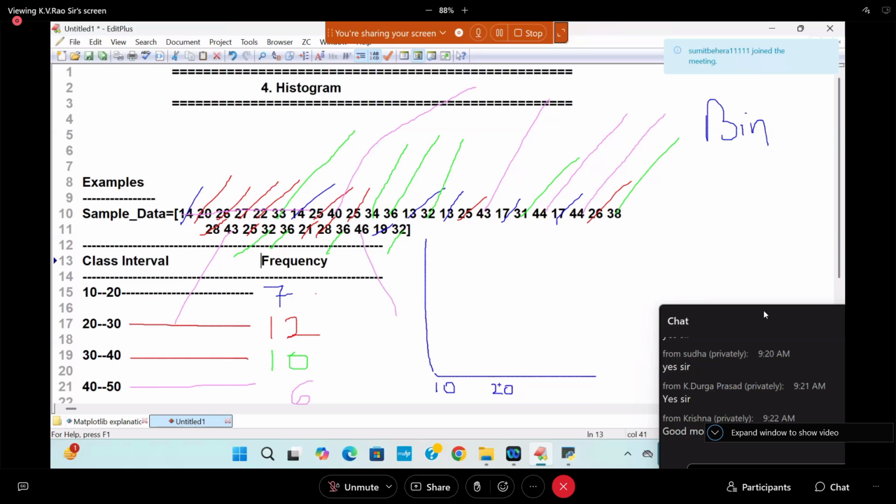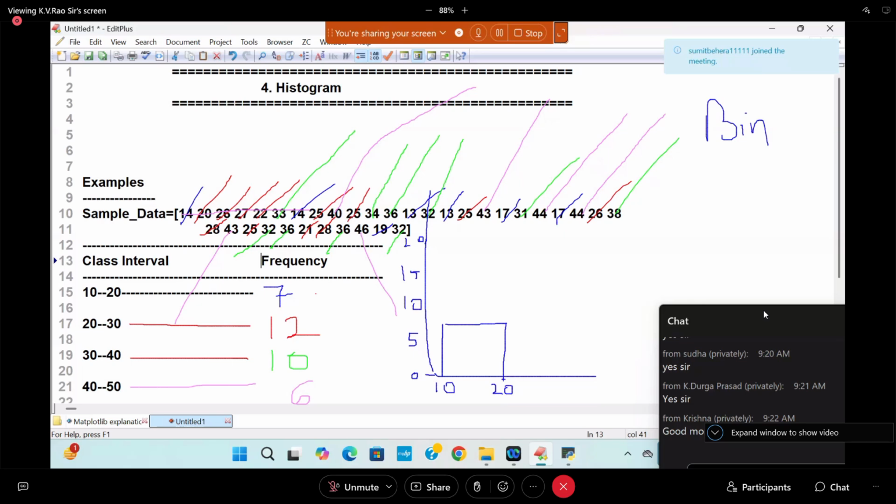How many values? 7. It will take 5, then 10, then 15, then 20. Like that, it will keep going. So what is that now? Between 10 to what? Assume that this is a 7. This is called one bin. See, a histogram is nothing but one bar graph.